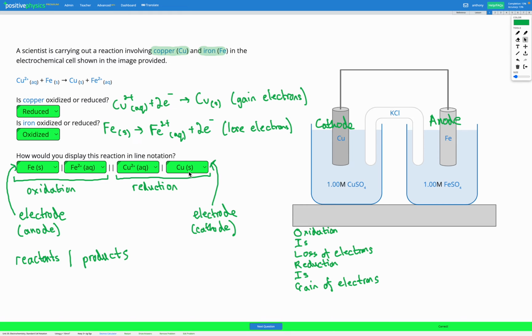So that's how we write line notation to help show the information for an electrochemical cell in a much simpler way. Let's do one more question.